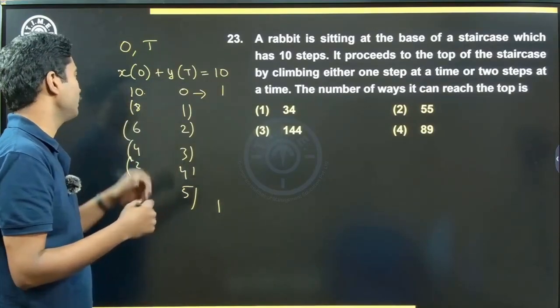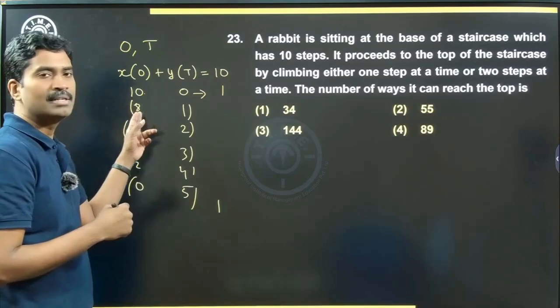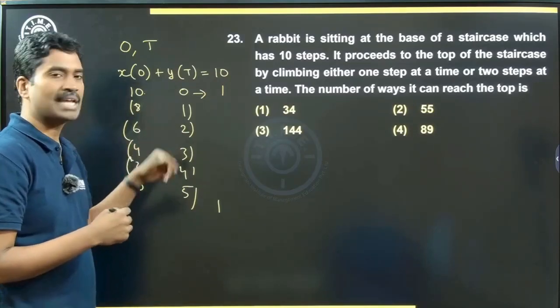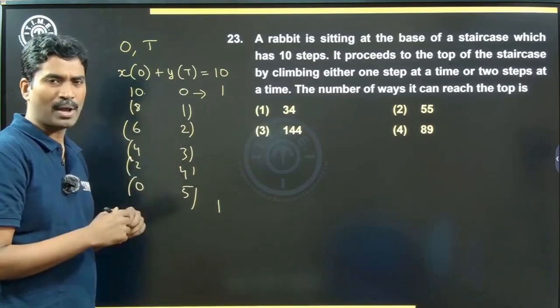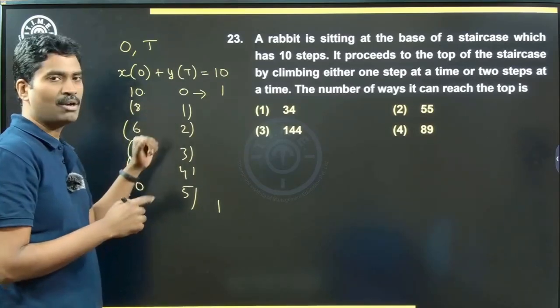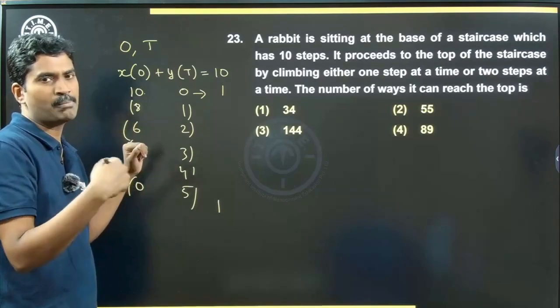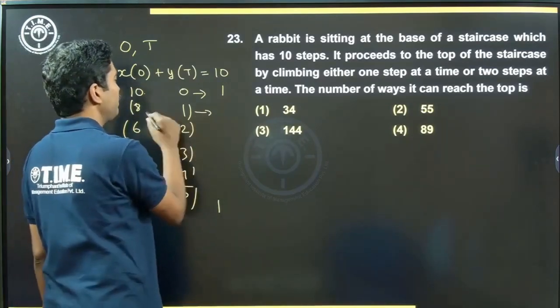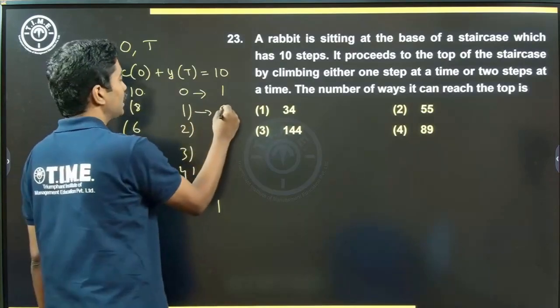All right. Here, it will take 8 single jumps and a double jump, right? So total jumps is 9. Out of them, I just have to select 1, correct? Total jumps is 9. Out of them, I'll select 1. That will be a double jump. All the others will be single jumps. So 9C1, 9 ways.